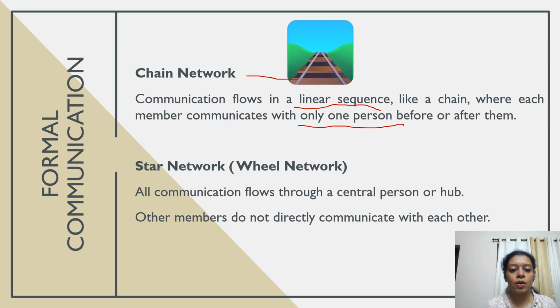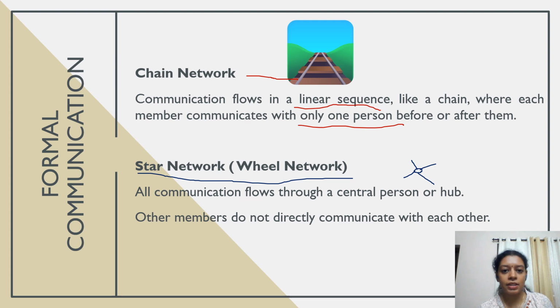The star network is also called the wheel network. All communication flows through a central person or a hub. Other members do not directly communicate with each other. For example, in a research team, the team leader communicates directly with all the members, but members don't talk to each other directly. Imagine a wheel with a hub in the center. The hub is the leader, the point of contact for all the spokes, that is, the team members. Remembering this, you can easily connect it with the star network or the wheel network. I think it's clear now.